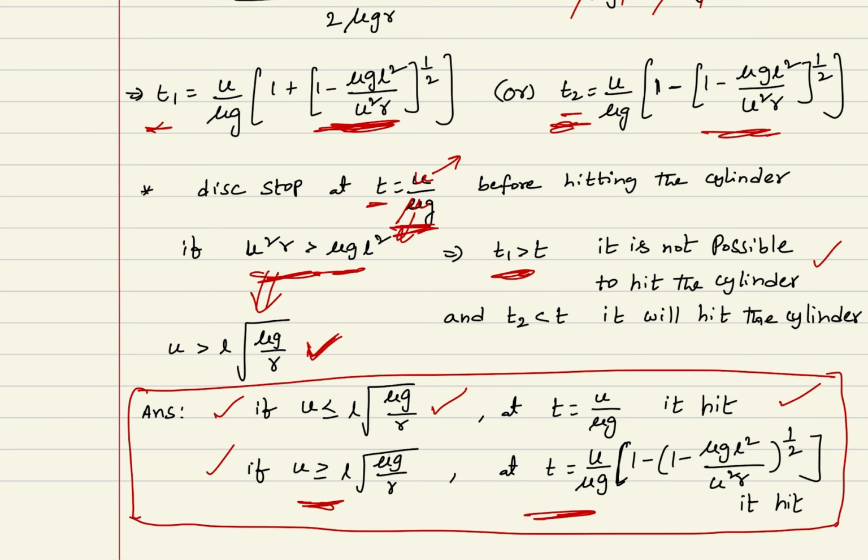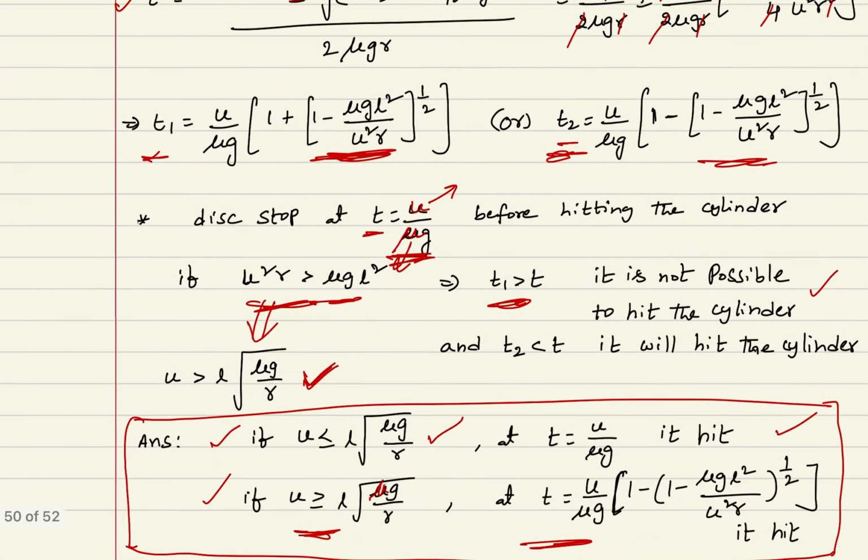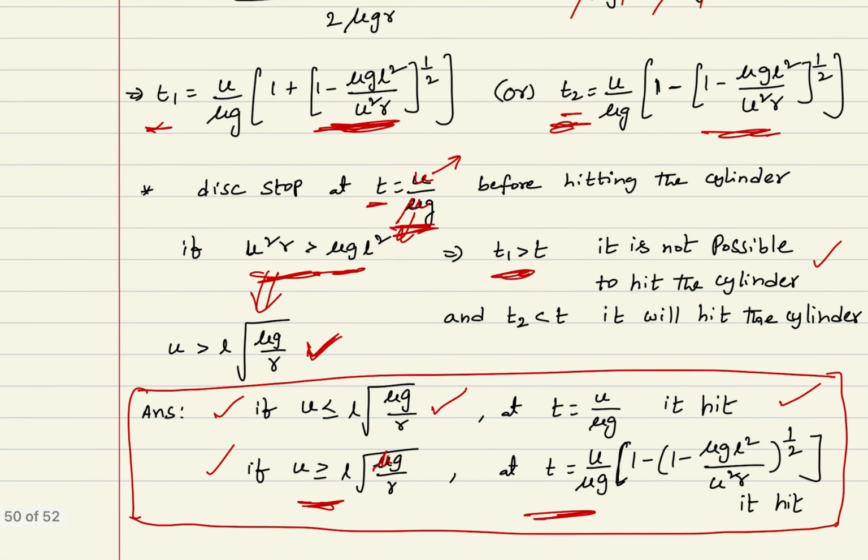As per the Pathfinder solution also, they are writing u less than or equal to some value, and if u is greater than or equal to L by root over mu g by r, that is the value they are asking. So I have calculated the time taken. You can also try this one. If you want, we can see this solution again.